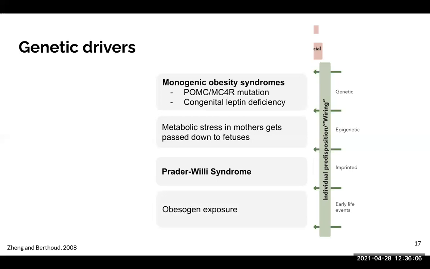And then again, not known is what is the impact of obesogen exposure. So chemicals in the environment like BPA or some other things that are known to have some effect on hormonal regulation, but again, not sure how much they're contributing to how likely a person is to become or to have obesity.